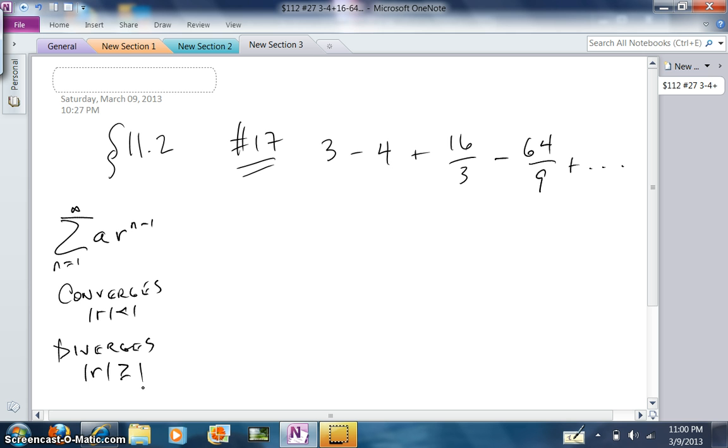So what we're looking to do is rewrite this formula here in this form so that we can see whether it converges or not. When I look at this, I notice a couple of things right away. It alternates, going between positive and negative, starting with a positive. I need to incorporate that into my formula. And I also notice that in the numerator I've got some powers of 4, 4 to the first, 4 squared, 4 to the third, and in the denominator I've got some powers of 3. Here's 3 to the first and 3 to the second.